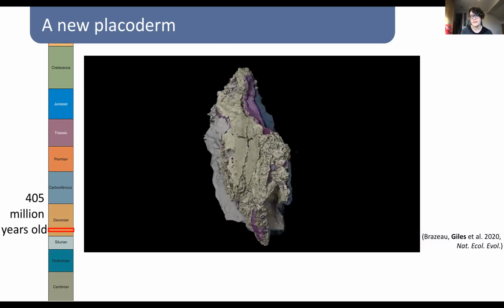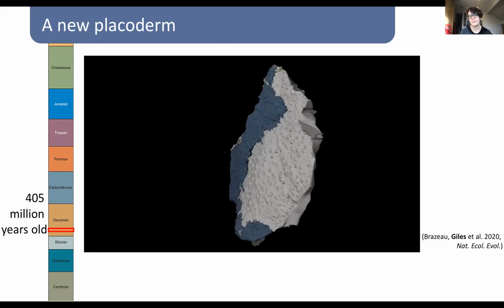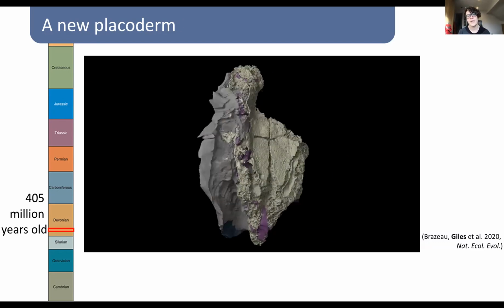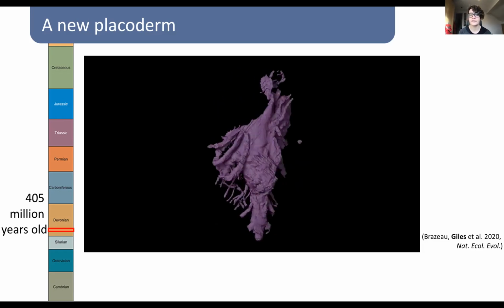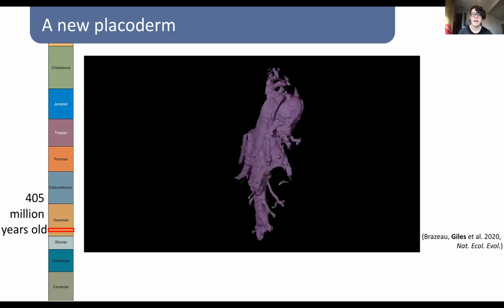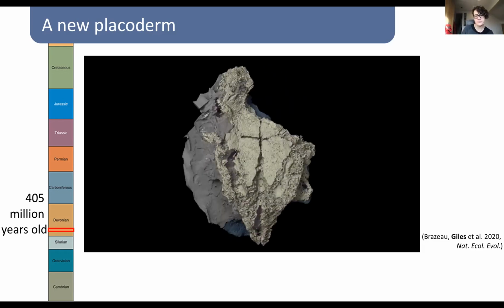And we can digitally dissect it, and we can take off the skull roof. We can also take off the brain case. And we end up with a model of the endocast. This is the cavity inside the skull that would have housed the brain. And in particular, we can see that it's got an inner ear.